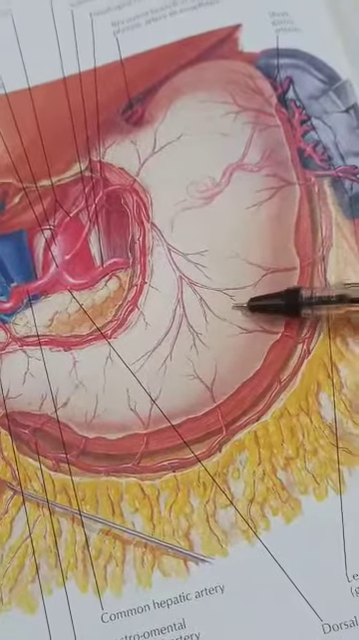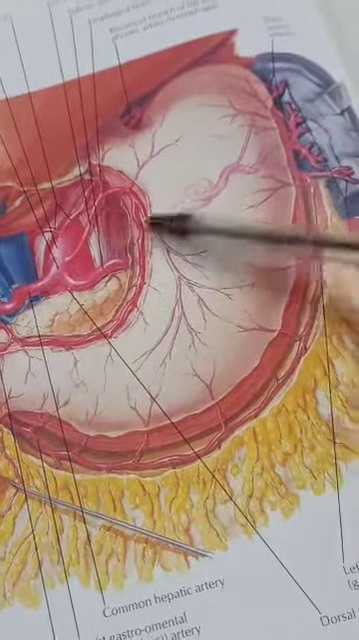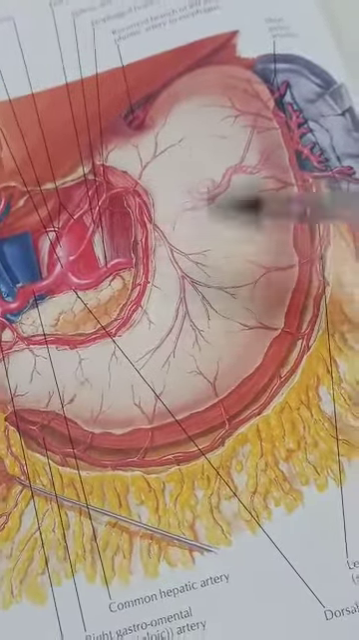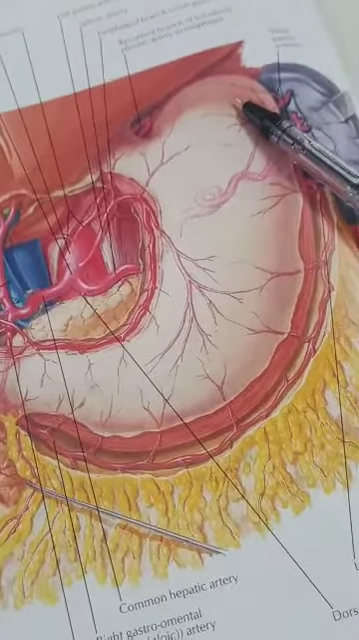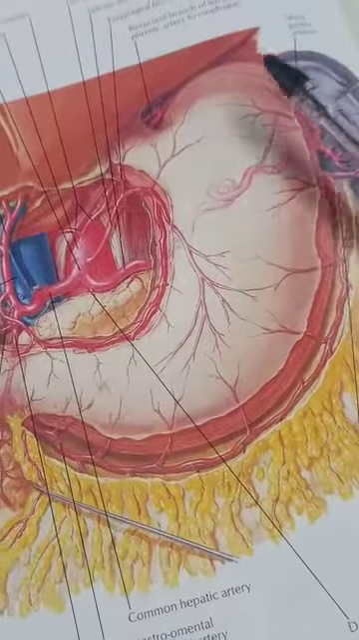Okay. Then the venous drainage is by the corresponding veins: right and left gastric veins, right and left gastroepiploic veins, and short gastric veins. They drain the stomach.